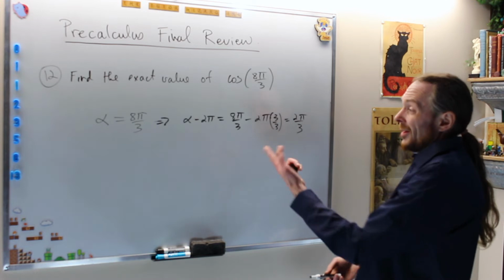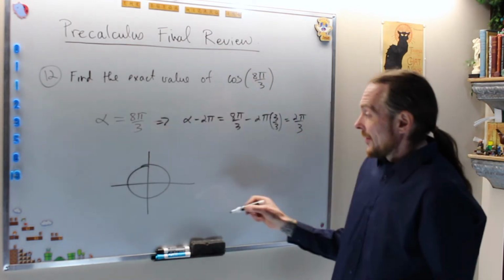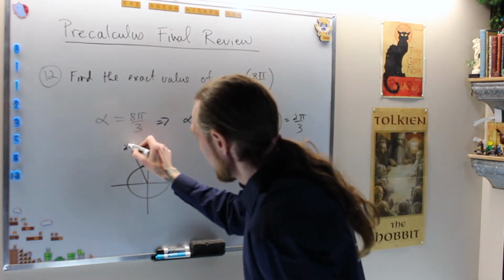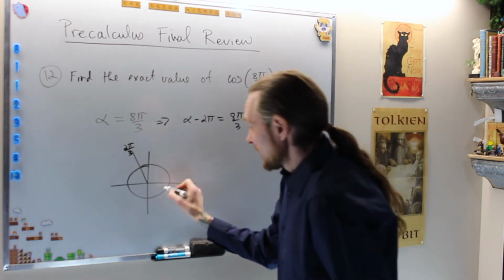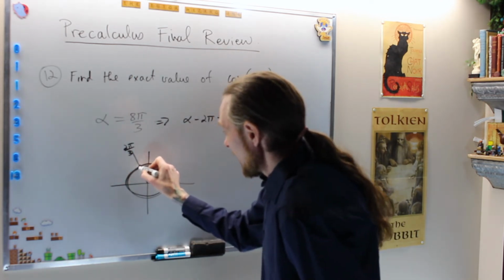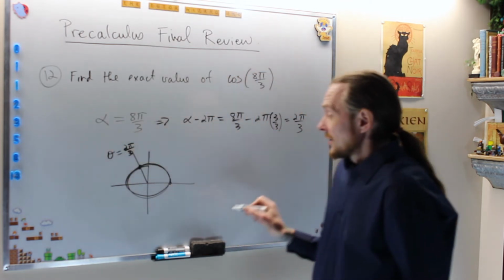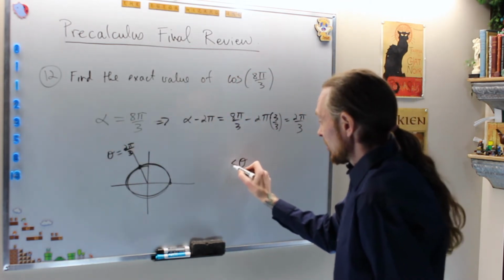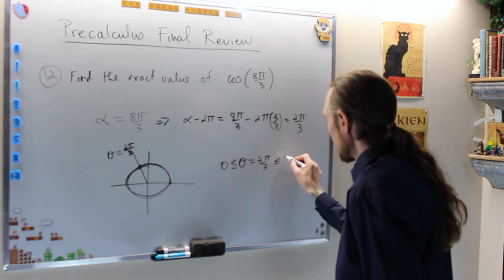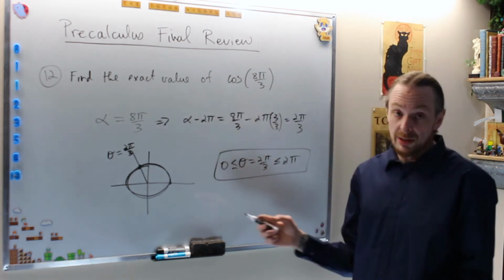Now if I cut off one excess revolution, what that says is the angle alpha they gave me is actually coterminal to 2 pi over 3. What alpha did was it started here and it went all the way around and then it stopped there. And so alpha is coterminal to theta, which is 2 pi over 3, which is between 0 and 2 pi. I'm on the unit circle essentially now, which is what I wanted.